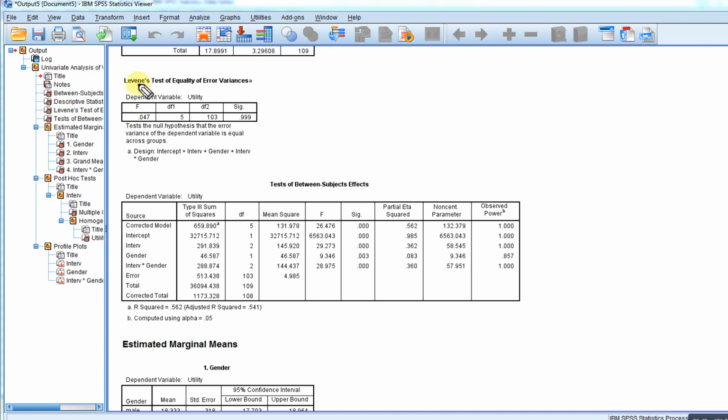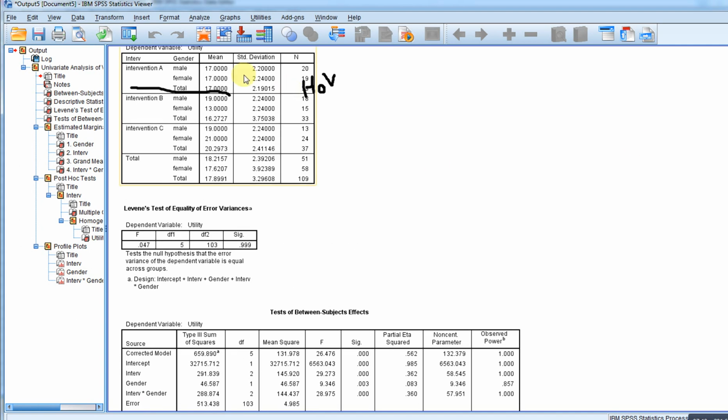First, I want to highlight up here you get Levene's test of error variances. This is addressing the question of whether there are homogeneous variances. So I'm just going to call it HOV, homogeneity of variances with respect to perceived utility across those cells. If I scroll back up here, you can see we've got the standard deviations for perceived utility within each of the cells.